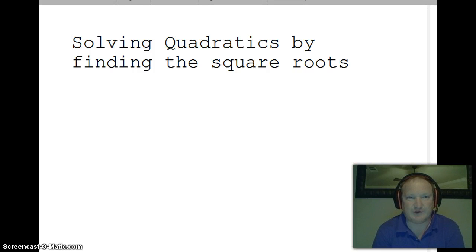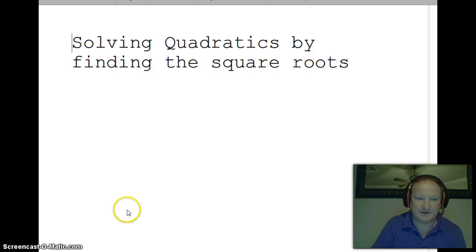Evening everybody. Well, tonight we're going to take a look at solving quadratics by finding the square roots. Make sure you've got your notebooks out, you've got your pencils ready, and I think you guys are really going to go bananas about how easy it is to solve these kind of problems and how excited you'll be when you find these kind of quadratics.